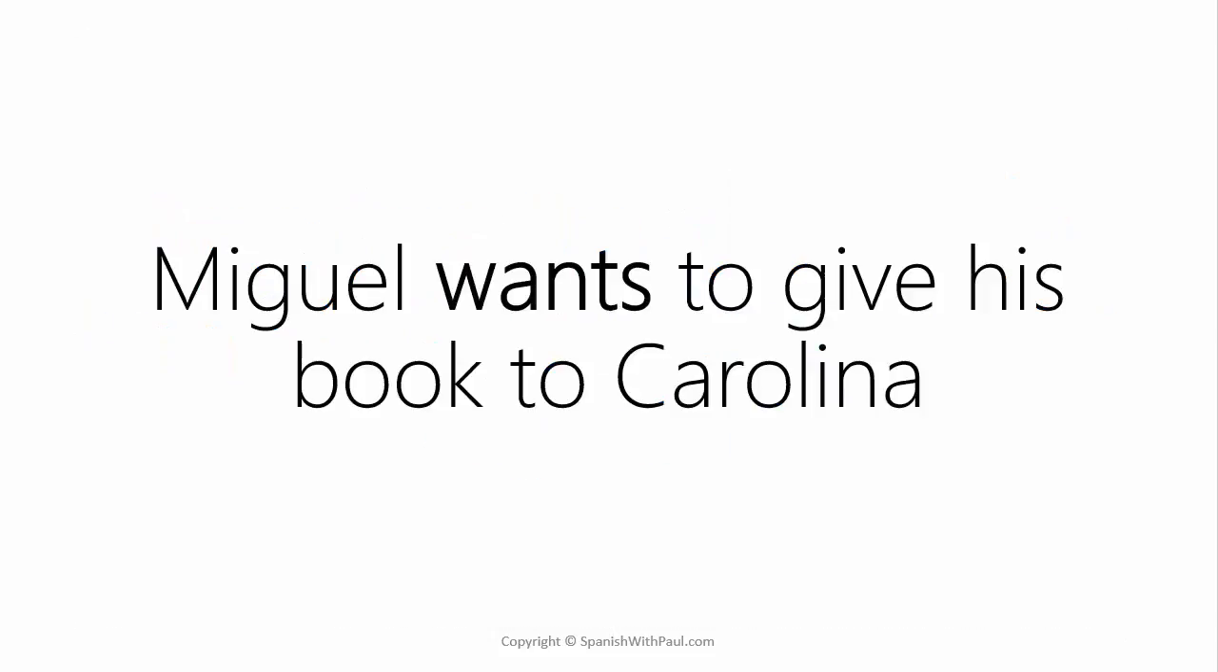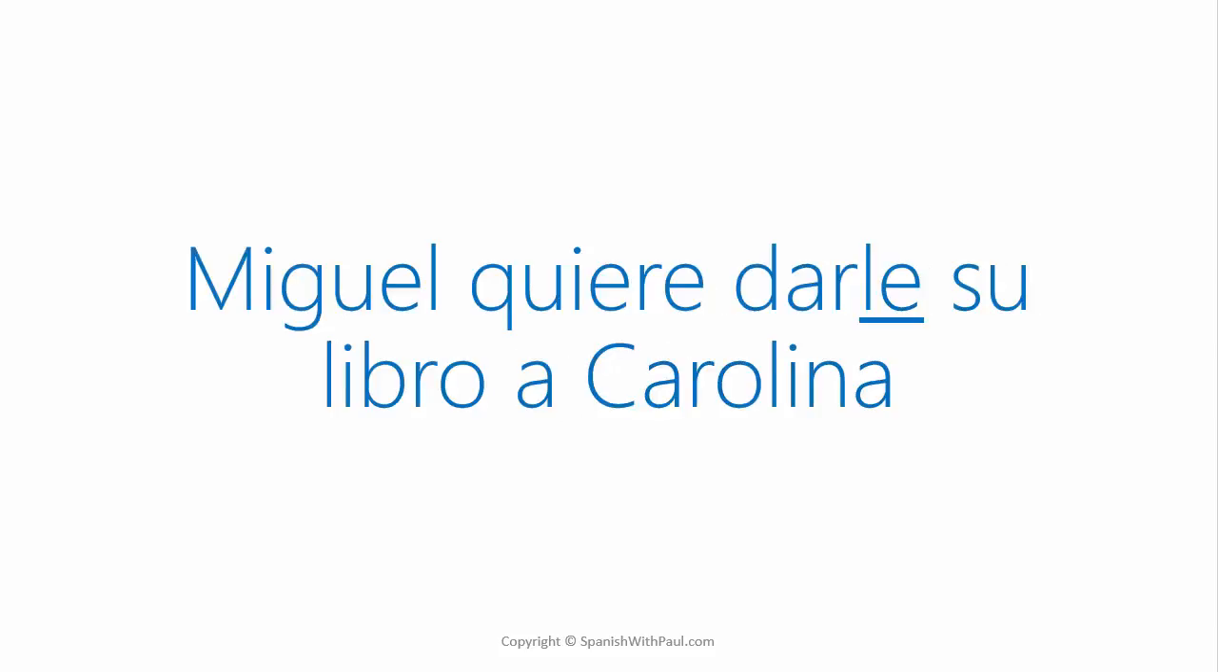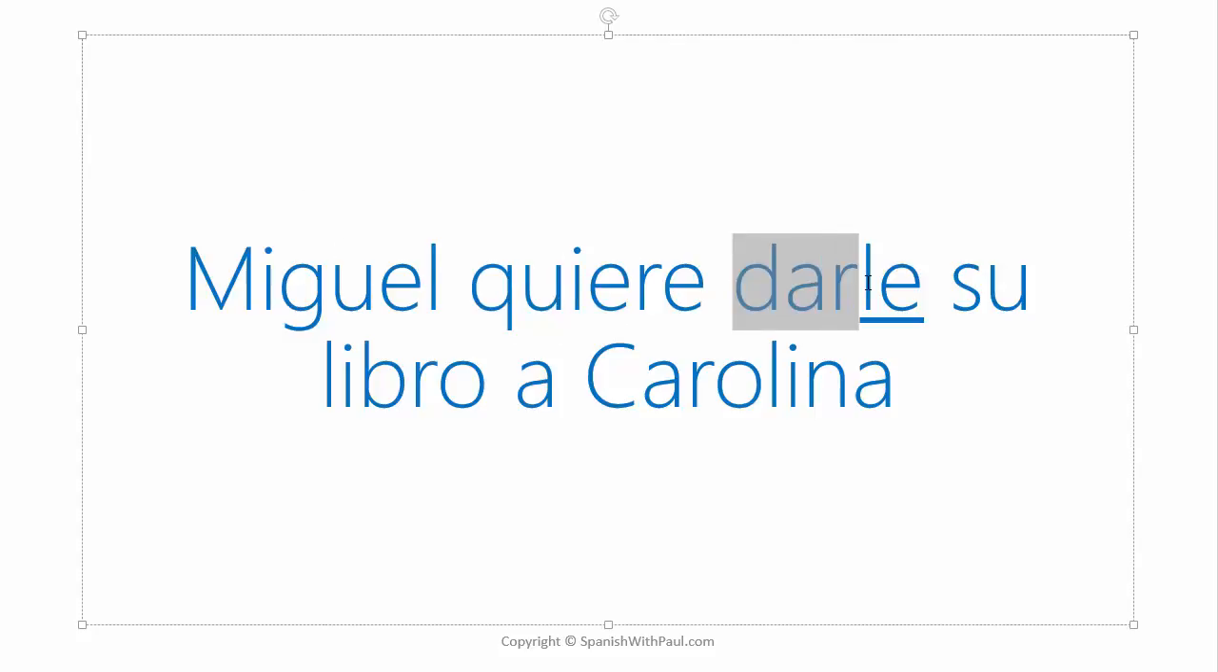Let's look at this one. Miguel wants to give his book to Carolina. How would you say that? Miguel quiere darle su libro a Carolina. So Miguel wants to give to her his book to Carolina. Again, you can see how, or hear how redundant this le is. Miguel quiere darle su libro a Carolina.